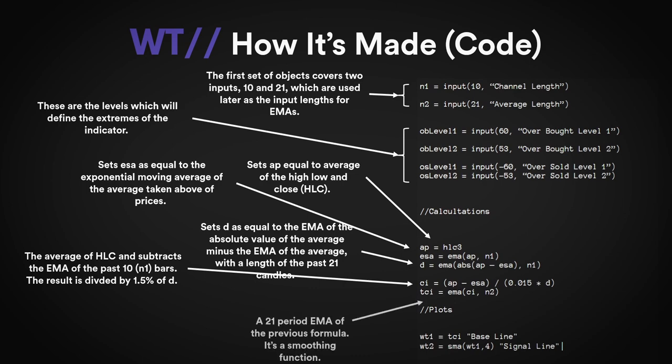This is a 21 period EMA of the previous function formula, and it's also a smoothing function. This sets WaveTrend 1, which is a plot for line 1, as equal to the TCI, and WaveTrend 2 as equal to the 4 period simple moving average of WaveTrend 1. These two objects are used to plot the indicator onto the previously introduced overbought and oversold levels.